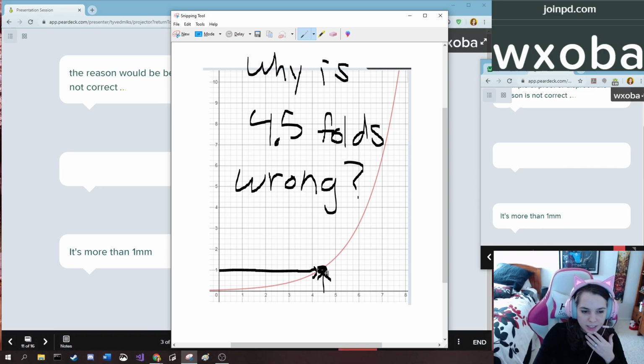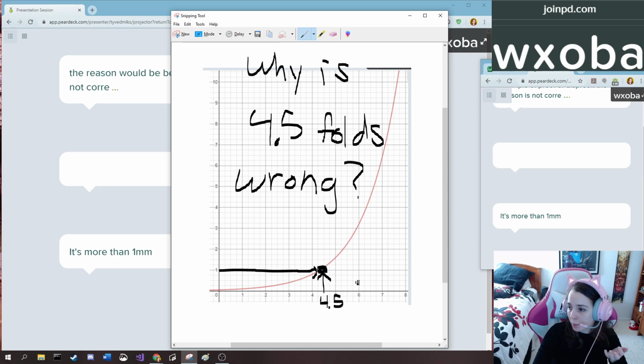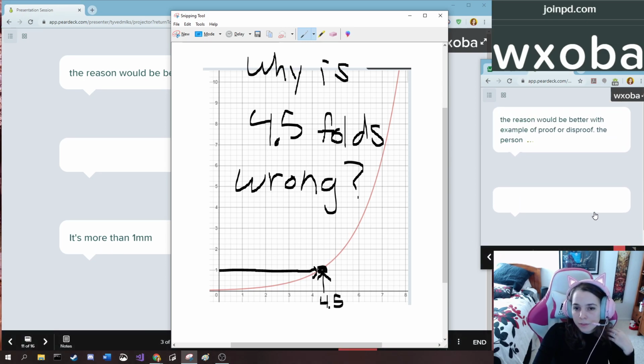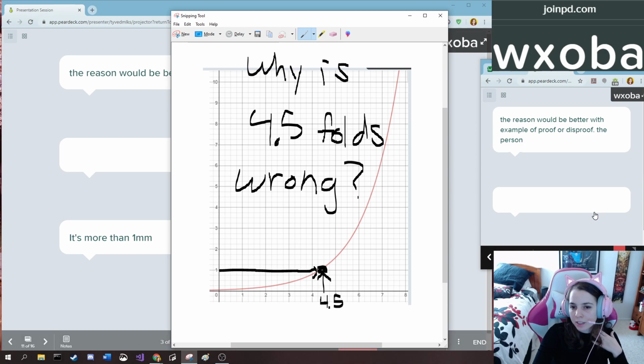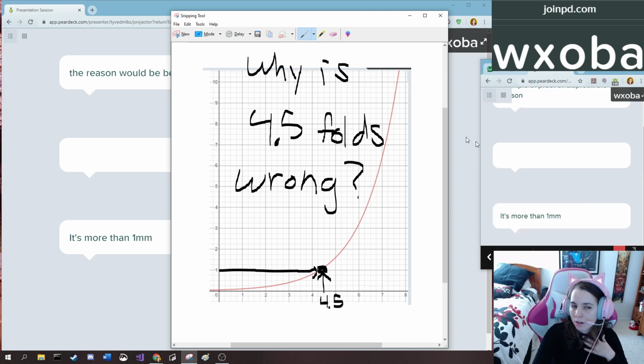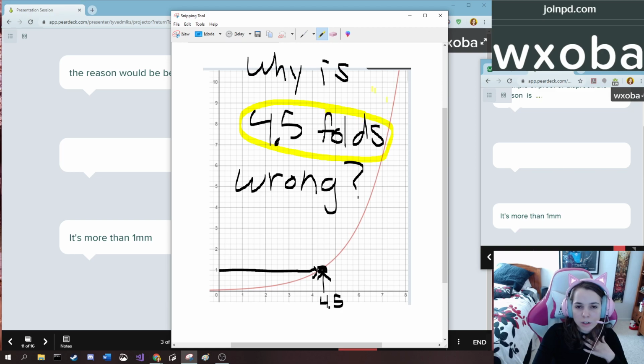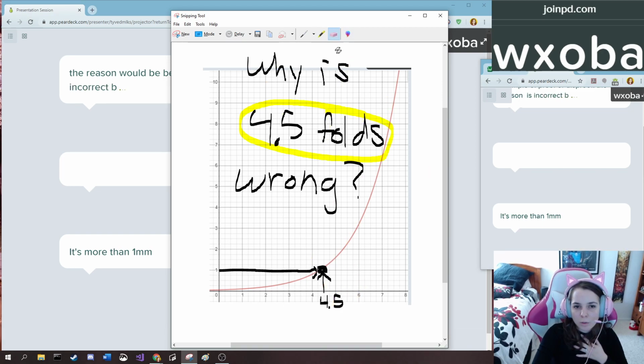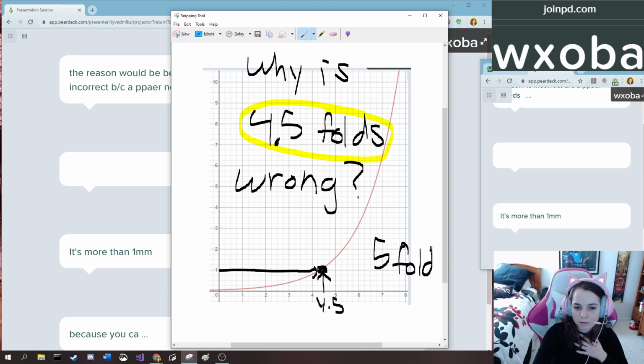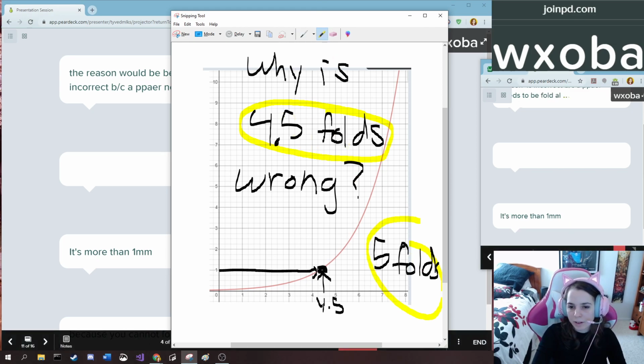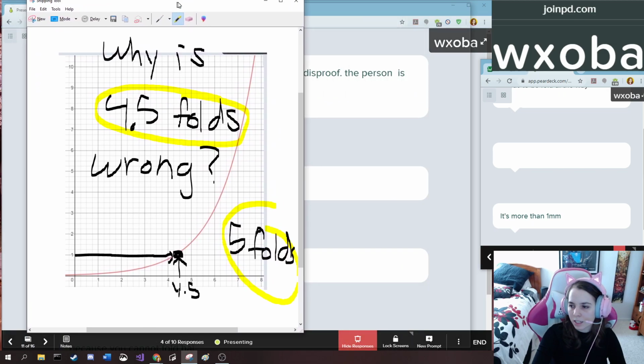Okay, so one person says that 4.5 does not make it more than 1 millimeter. It makes it exactly 1 millimeter. One person says the reasoning would be better with an example or proof or disproof. So we came up with the answer to this problem. Our correct answer is 5 folds. Why is the answer 5 folds and not 4.5? What's wrong with this student's answer?